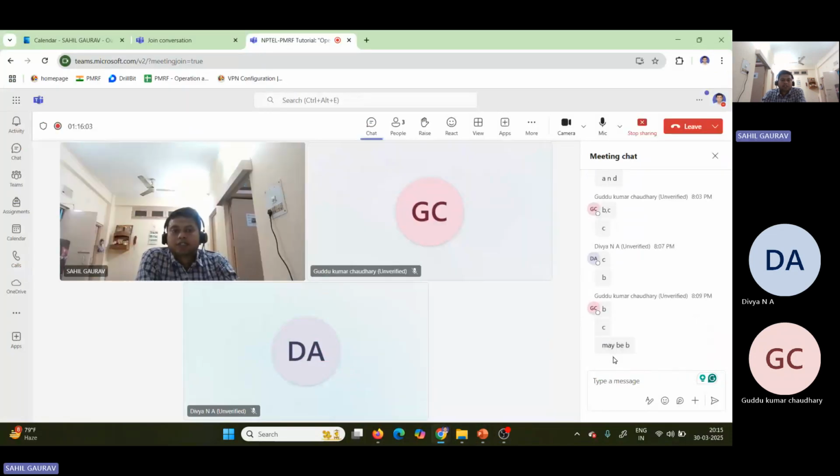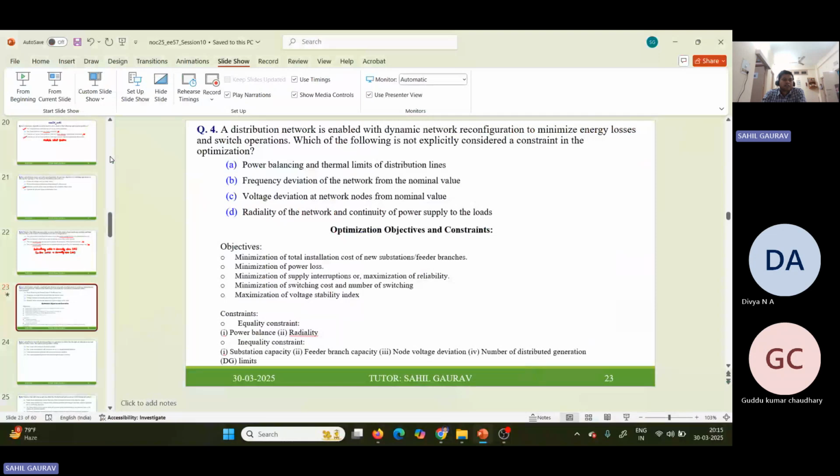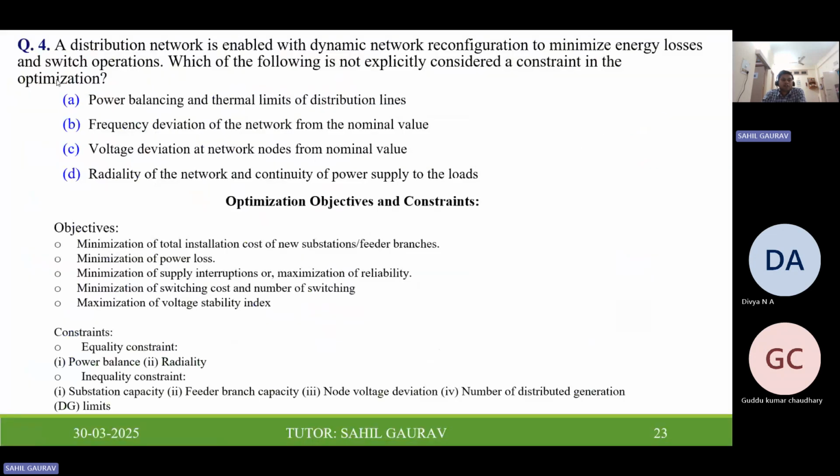Yes, B is correct. Very good. Because from the constraints, you can see what can be a constraint. We have seen so many constraints. The power balancing is a security constraint. Thermal limit is also a constraint. So this is true, these are constraints. Here they are asking which cannot be a constraint, not explicitly considered as a constraint.